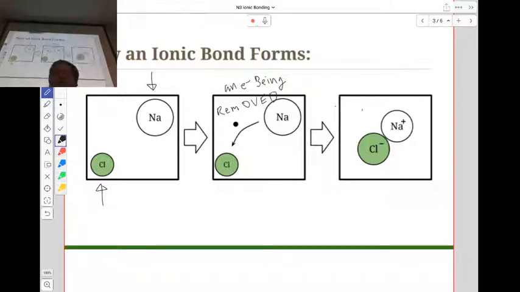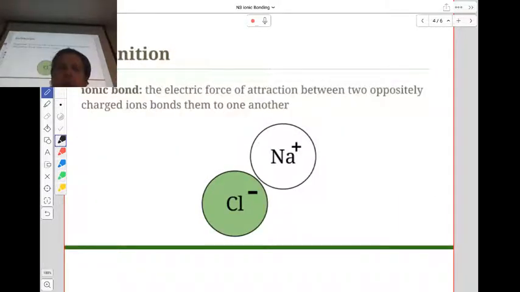All right, so this is an electron being removed. And then lastly, we have the sodium and the chlorine ions that are attracted to one another and being held together. Okay? So far, so good? So the definition of an ionic bond is the electrical force of attraction between two oppositely charged ions bonding them together. So you should probably write this down because I'm pretty sure you have to fill in something for the ionic bond definition.